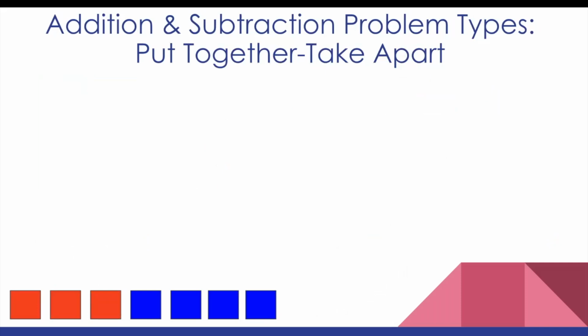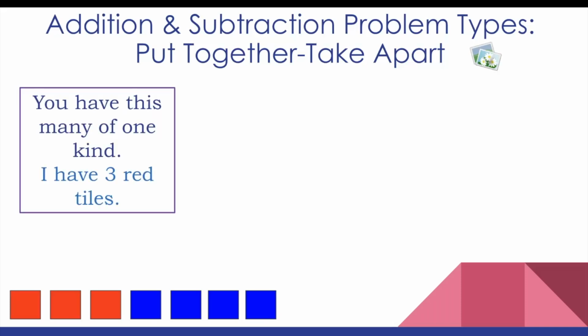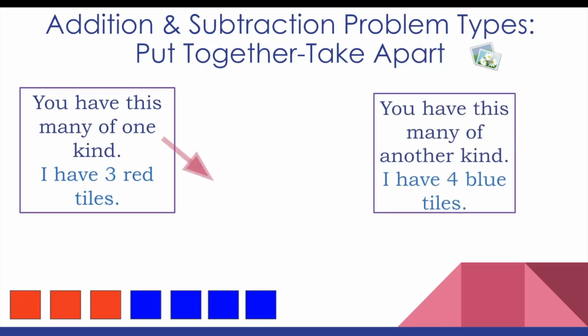The third set of addition-subtraction problem types are put together, take apart problems. We like to refer to these as photo problems because there is no action. You can see the whole situation at once and take a picture, but you cannot record the action. That sometimes makes this type of problem a little harder for students. In these situations, there are 2 parts and a total of the 2 parts.